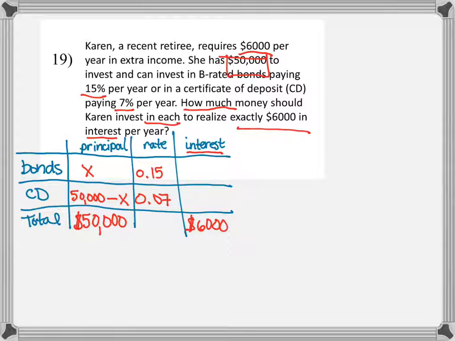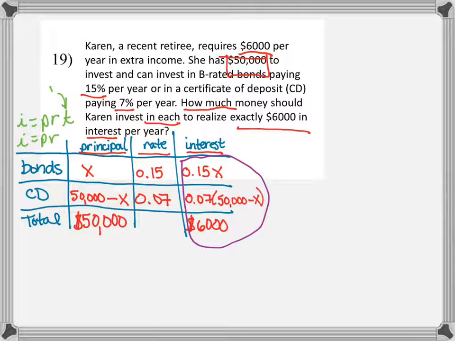Now to fill in the interest column in the table, I'll take principal and multiply it by the rate, because in general interest equals principal times rate times time, but here we're just looking at a time of 1 year. So here interest will be principal times rate. So for bonds, interest will be 0.15 times X. And for CDs, the interest will be 0.07 times the quantity 50,000 minus X.